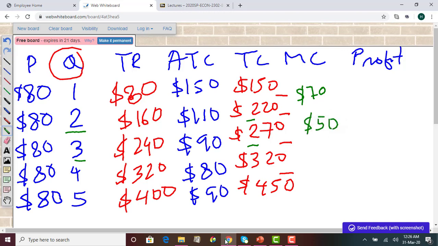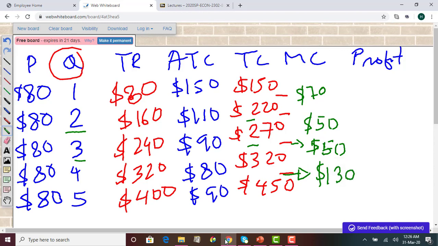Same way, if we look at the next column, we will just subtract $320 minus $270, and in between we have $50. And finally, the last point in between $320 and $450. If we subtract 450 minus 320, we have a marginal cost of $130.